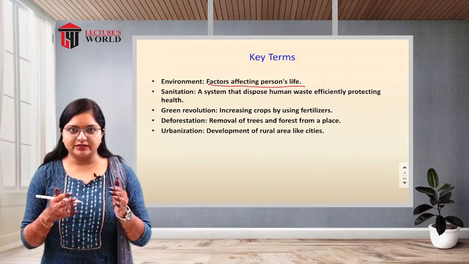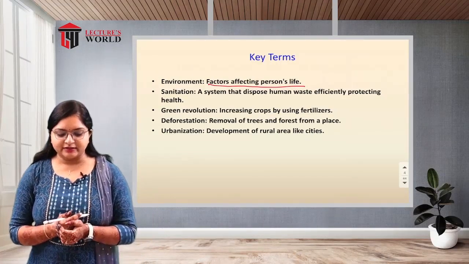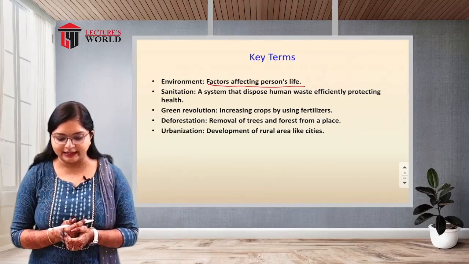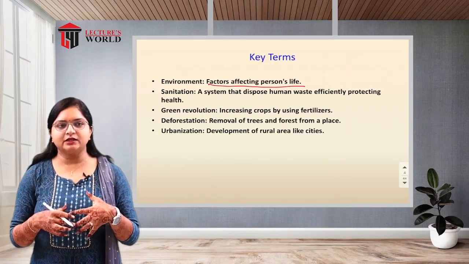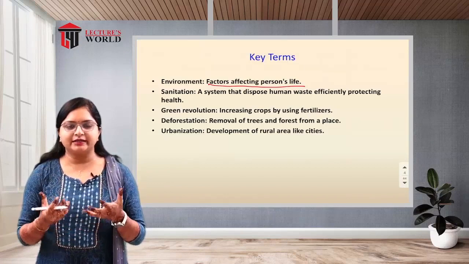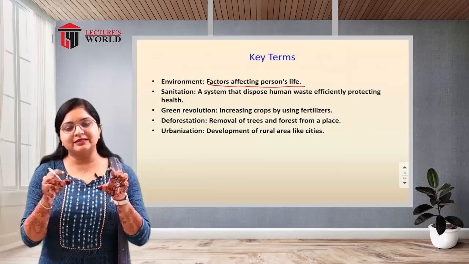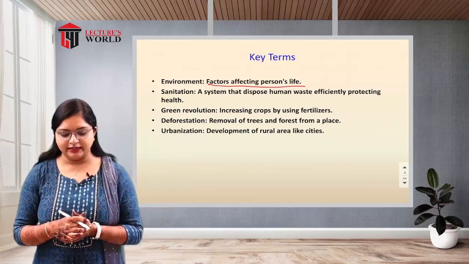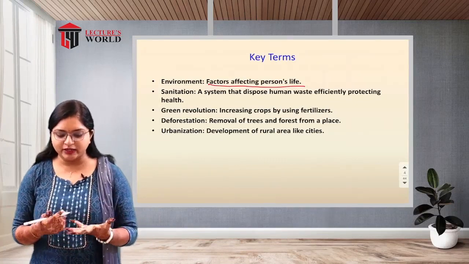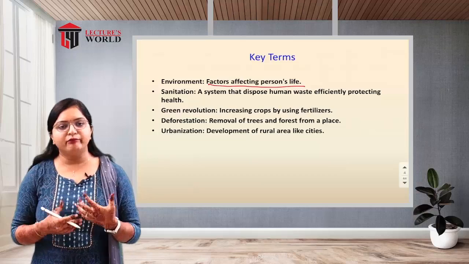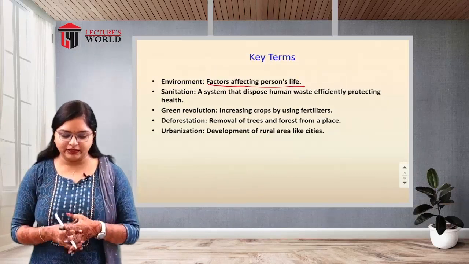The second key term which you will see many times in this chapter is sanitation. What is sanitation? A system that disposes of human waste efficiently, protecting health. Sanitation means a system in which we are disposing of waste, any kind of waste. The pattern or system of disposing of it is called sanitation. Next is green revolution. Green revolution is increasing crops by using fertilizers. Nowadays we are using many fertilizers for farming, and that increase in crops is known as green revolution.